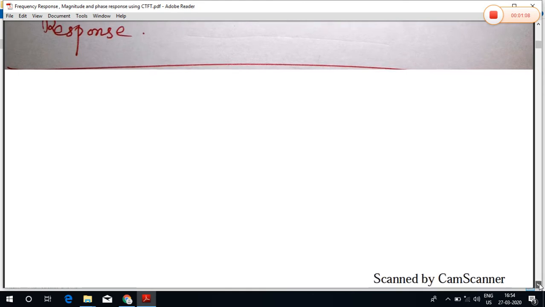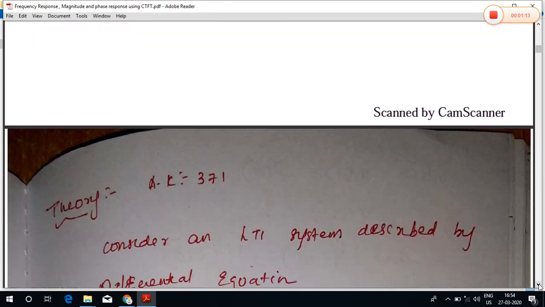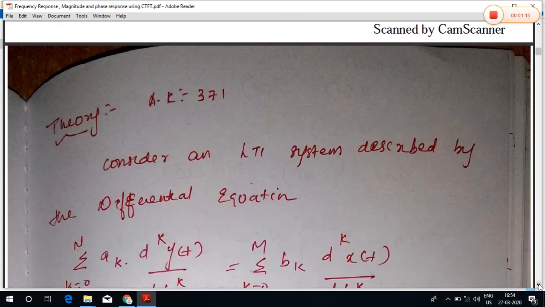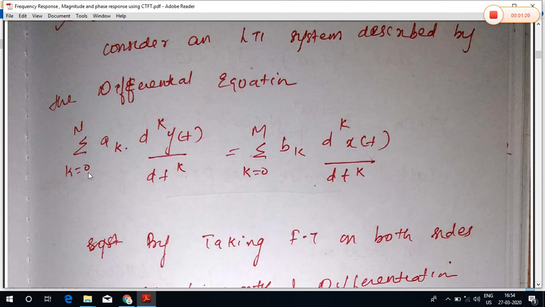So far, we have dealt with the continuous time Fourier transform. So we know that a continuous time LTI system is usually described by the differential equation of the form sigma k is equal to 0 to n ak d raised to k y of t by dt raised to k is equal to sigma k is equal to 0 to m bk d raised to k x of t by dt raised to k. This is the differential equation that is usually used to represent a continuous time LTI system.